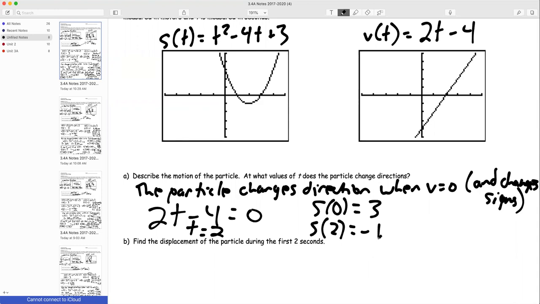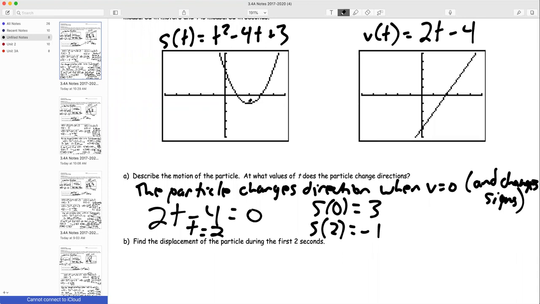Here's why it's moving to the left, okay? If I have the velocity equation, here's 0, here's 2. Is my velocity positive or negative? It is below the x-axis on the velocity graph. Therefore, it is moving left. If I have the position equation, I'm looking at the slope. What is my slope from 0 to 2? Positive or negative? Negative. Therefore, it is moving left.